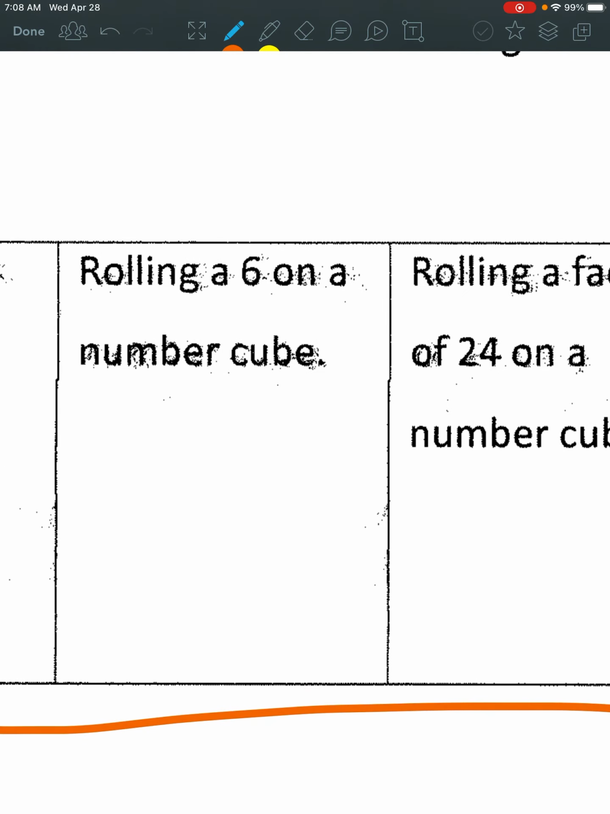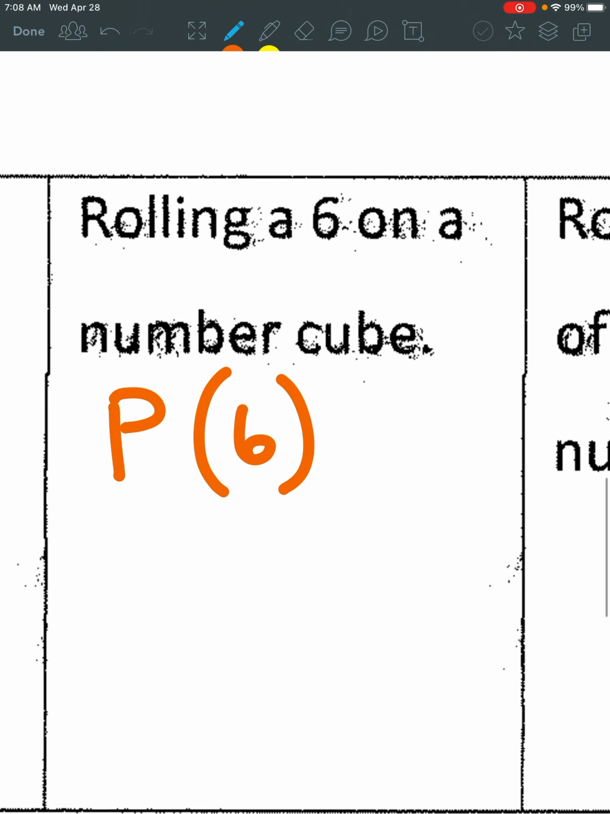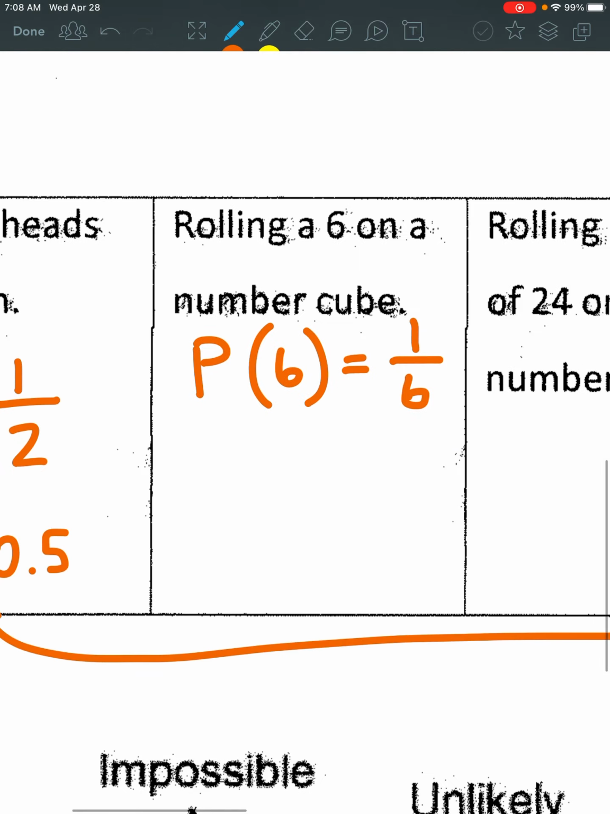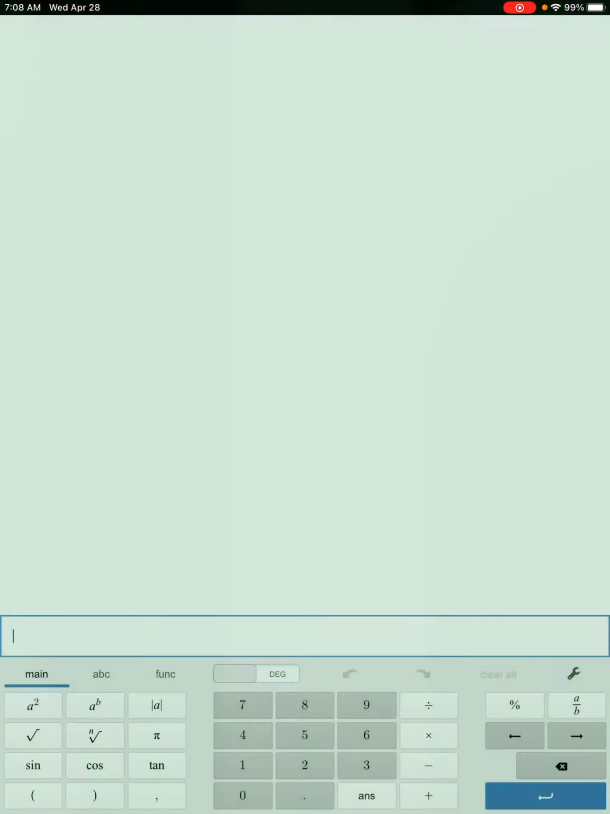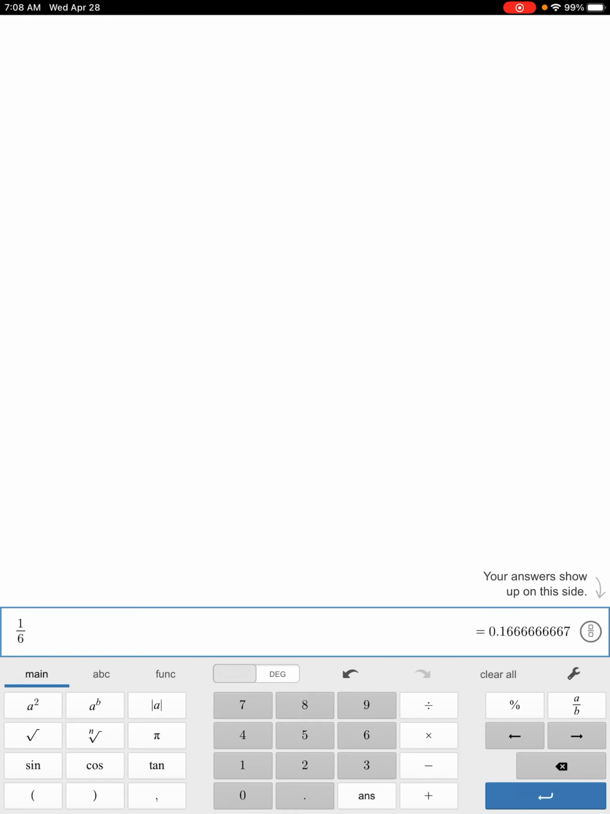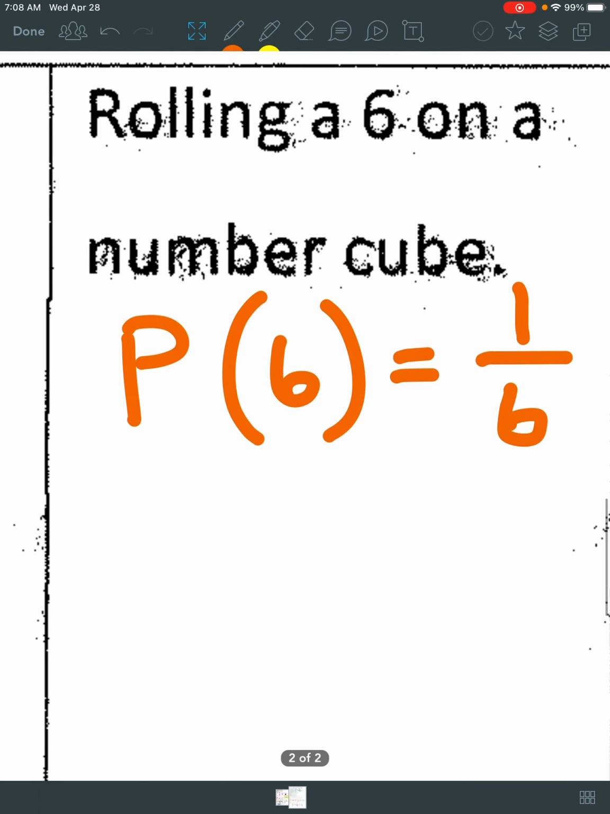Rolling a 6 on a number cube. So how many of these, and I'm going to show you actually how you are going to see this. You're going to see capital P and then parentheses what we're trying to find. So rolling a 6 on a number cube. Well, how many 6s are there? There's 1 out of 6 possible outcomes. So if we divide those numbers out to a decimal or a percent, we could do 1 divided by 6. We get 0.1666, and so on. It looks like it repeats.